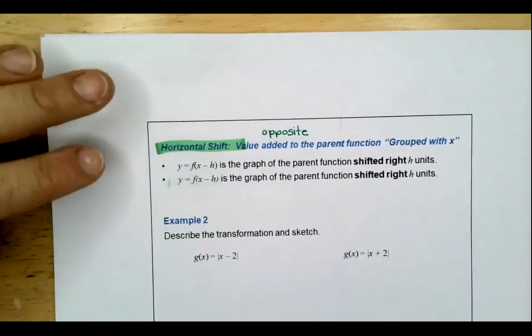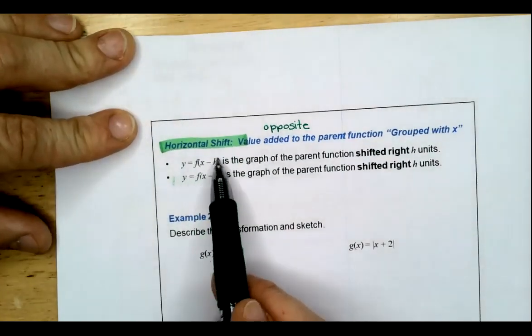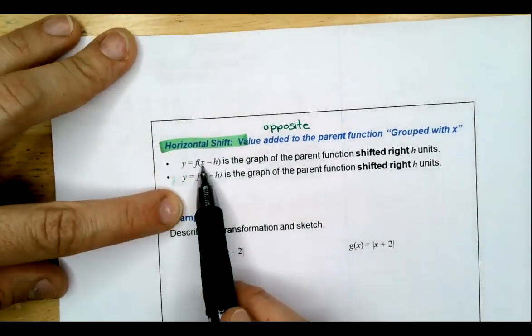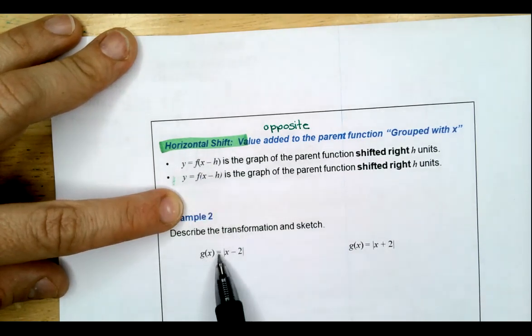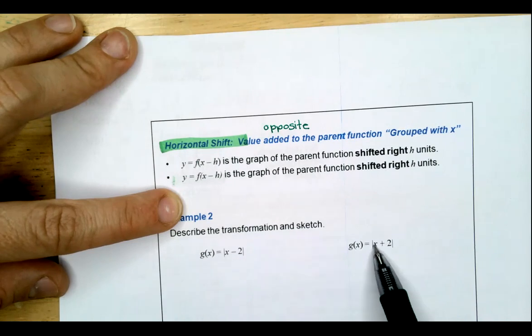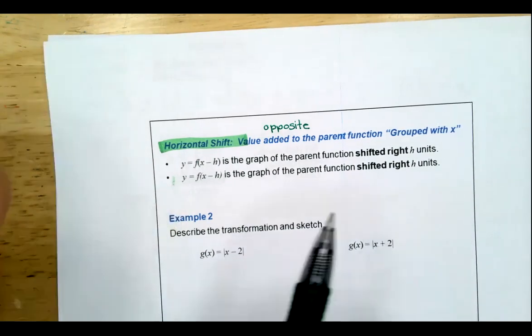A horizontal shift, you know it's horizontal because it's inside the grouping symbol. So f of x minus h, quantity, okay? g of x equals the absolute value of x minus 2. g of x equals the absolute value of x plus 2, okay?